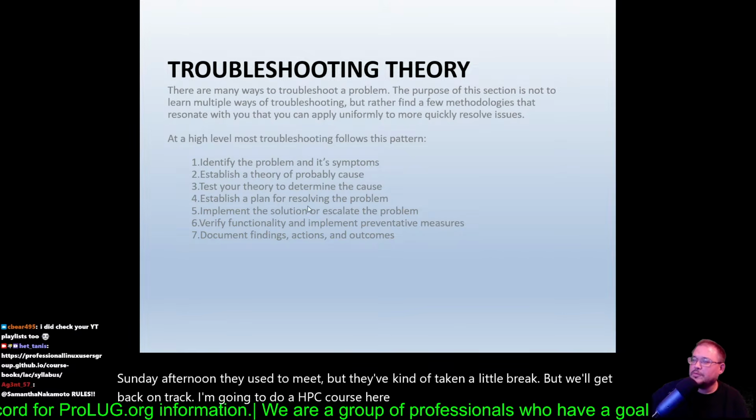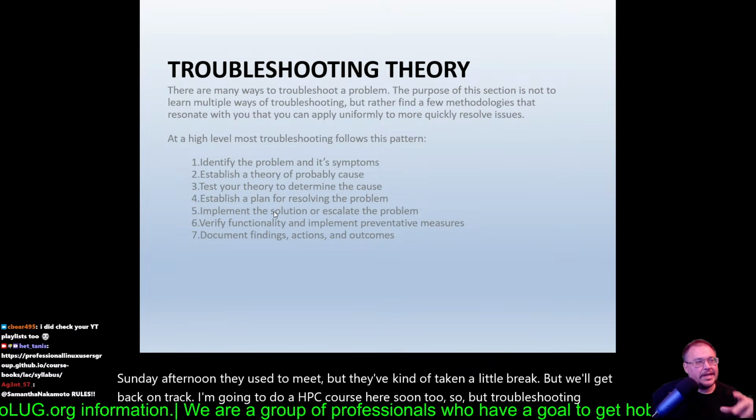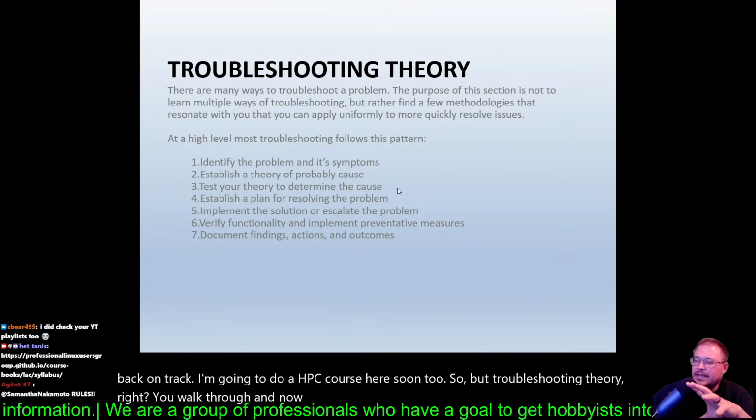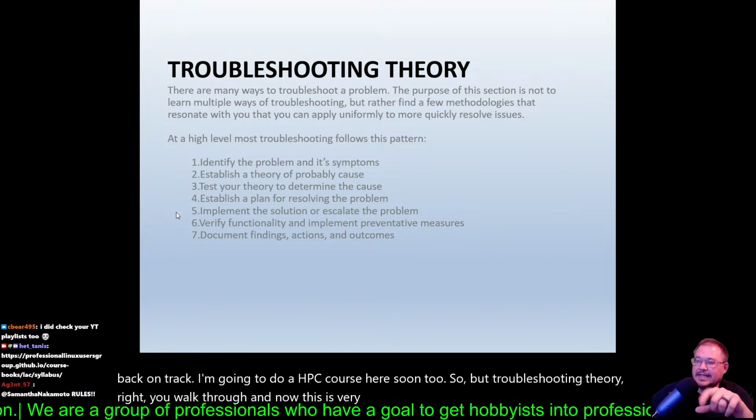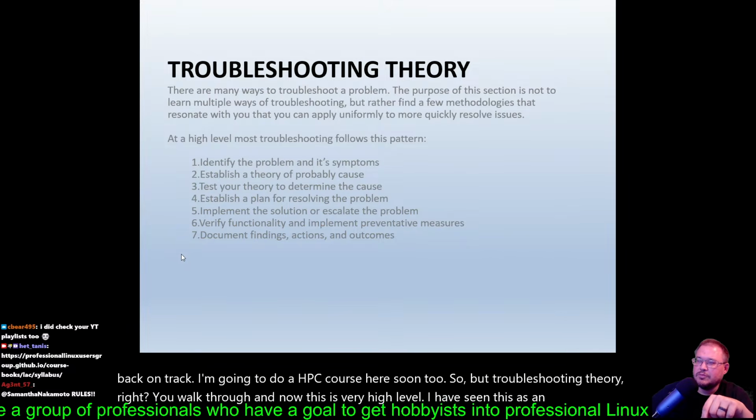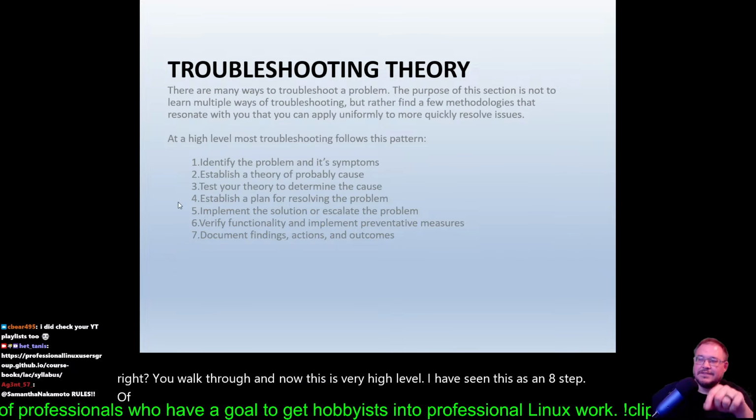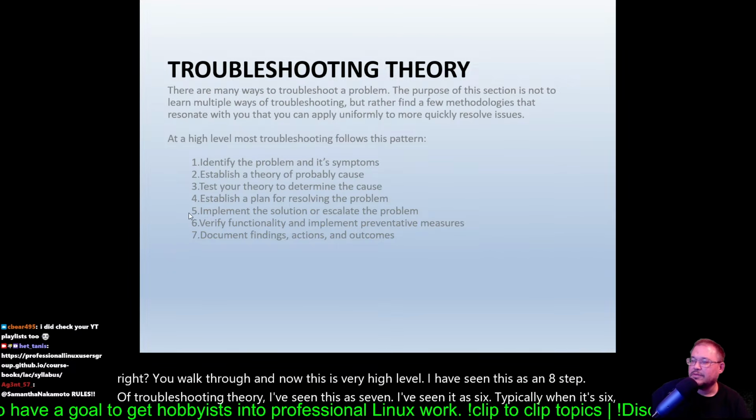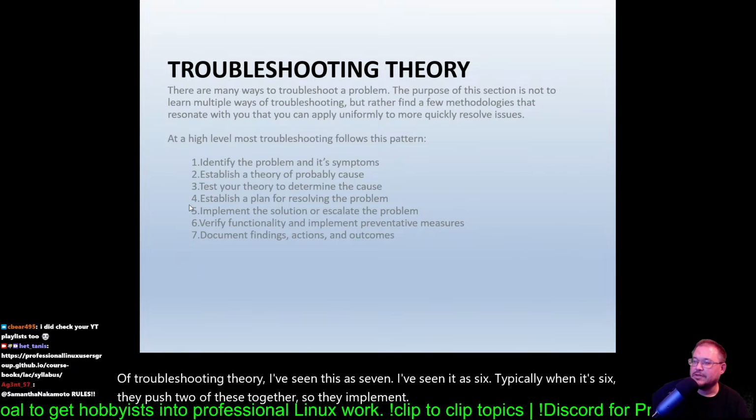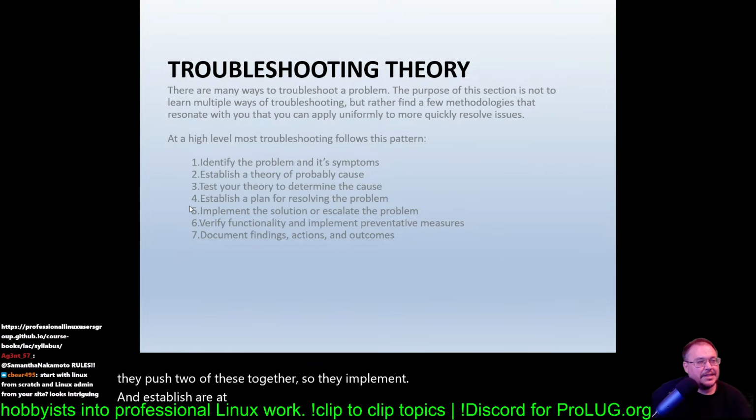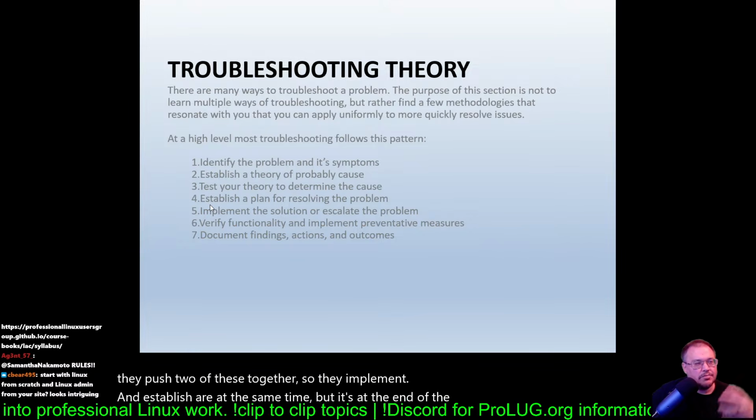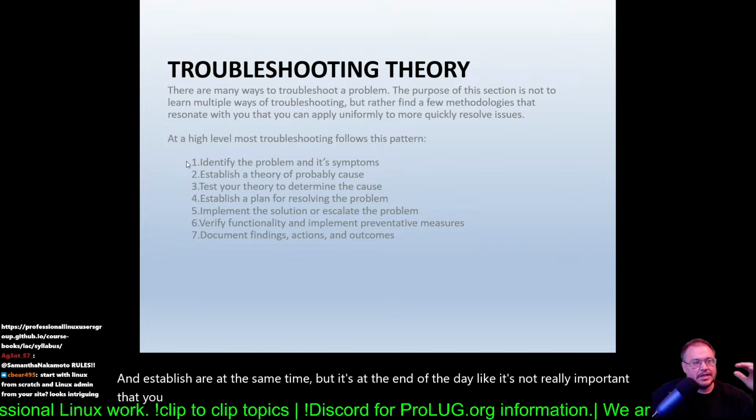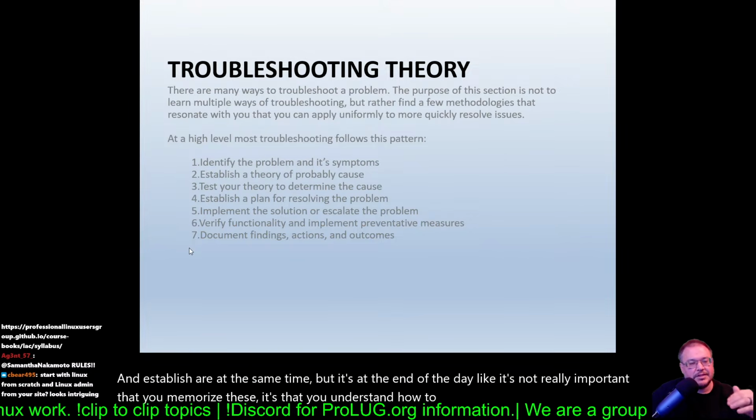But troubleshooting theory, right? You walk through, and now this is very high level. I have seen this as an 8-step troubleshooting theory. I've seen it as 7. I've seen it as 6. Typically when it's 6, they push 2 of these together, so implement and establish are at the same time. But at the end of the day, it's not really important that you memorize these. It's that you understand how to move through the process of finding things.